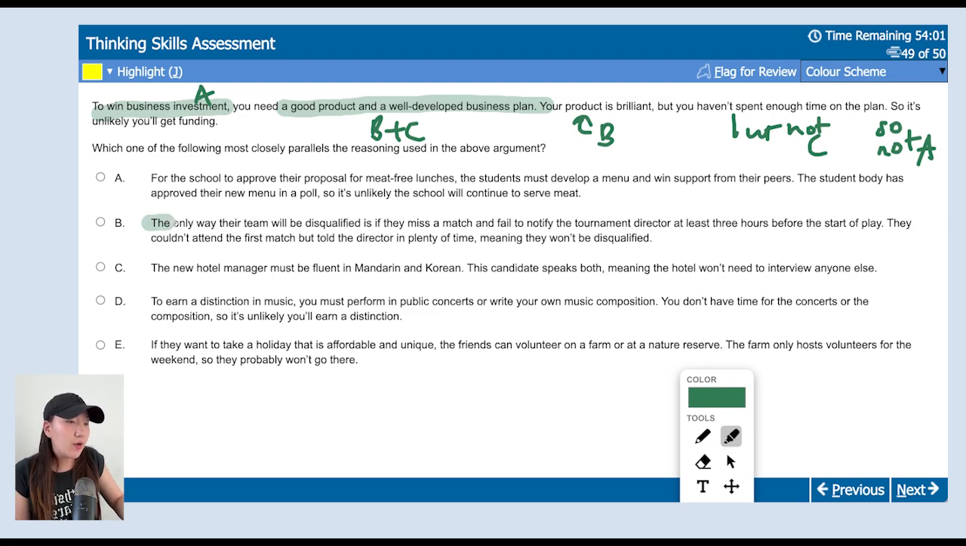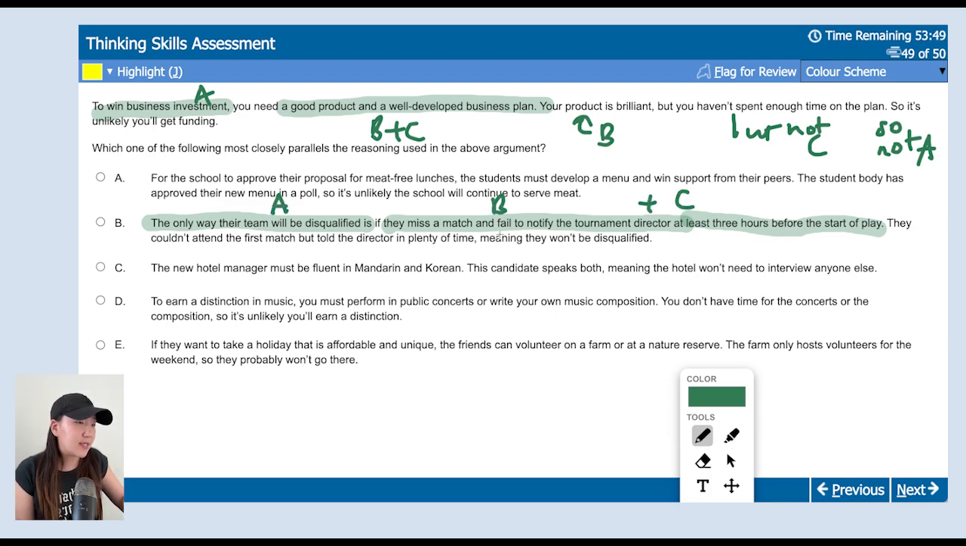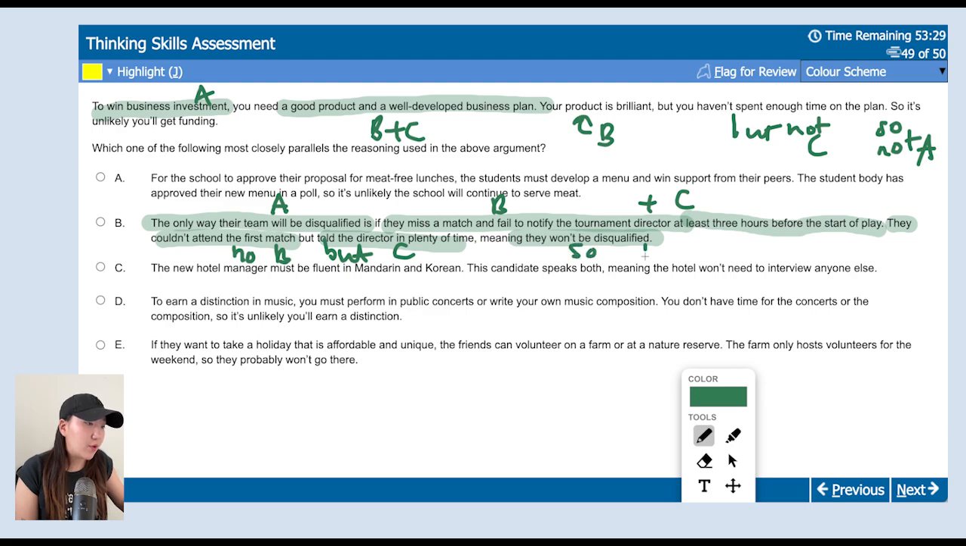Okay, so the only way their team will be disqualified is if they miss a match and fail to notify the tournament director at least 3 hours before the start of play. So A will happen if you have B and C. They couldn't attend the first match, but told the director in plenty of time, meaning they won't be disqualified. So basically we have: they couldn't attend the first match, so B, but no C, meaning they won't be disqualified, so no A. It's exactly the same structure.